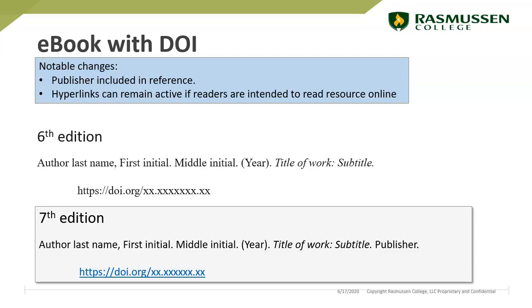First, we'll look at an ebook with a DOI. Remember, DOI stands for Digital Object Identifier. For ebooks with a DOI, the publisher should be included in the reference and hyperlinks can remain active. Here we can see the differences between a 6th edition reference for an ebook with a DOI versus a 7th edition reference. Notice that the publisher is now included and there is an active DOI link.